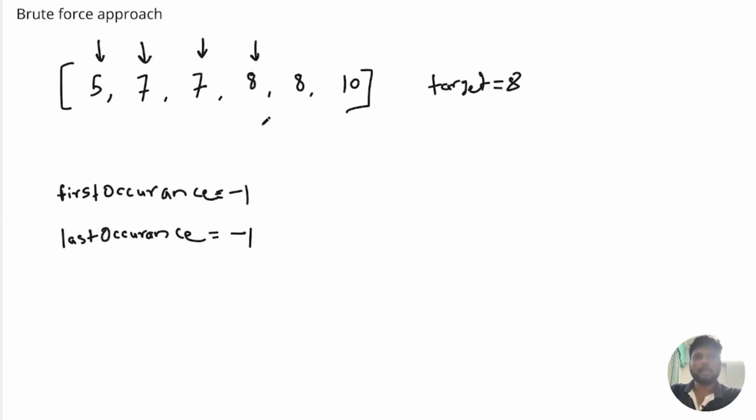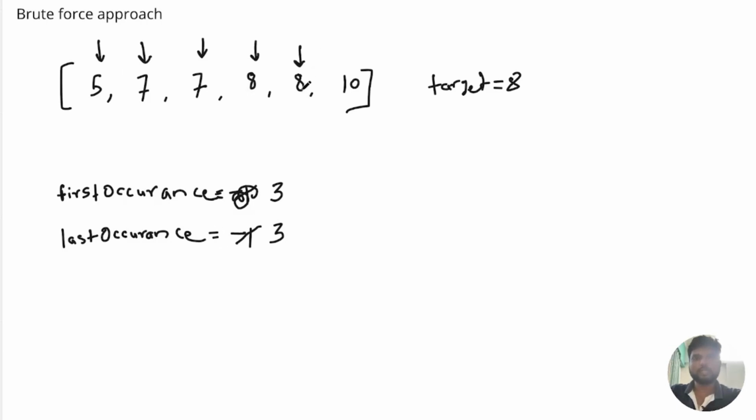Then we will check the first occurrence. Is it initialized to -1? Yes, then we will set the first occurrence to the index that we are currently on. So we are on the 0 1 2 third index, right? Then we will set the first occurrence to 3. Then we will set the last occurrence to 3. Cool. Then we will move to the next position.